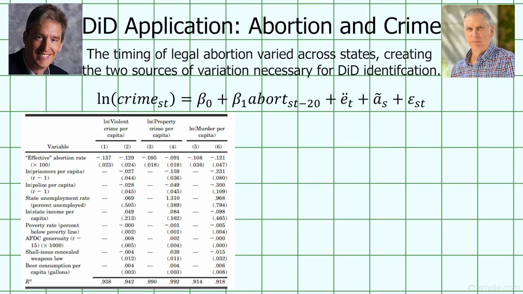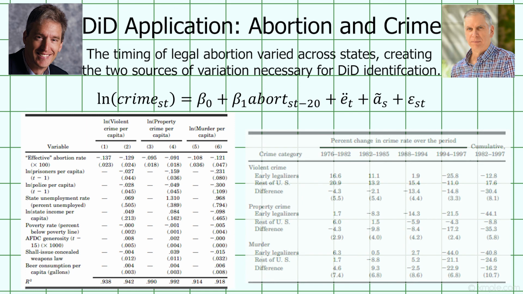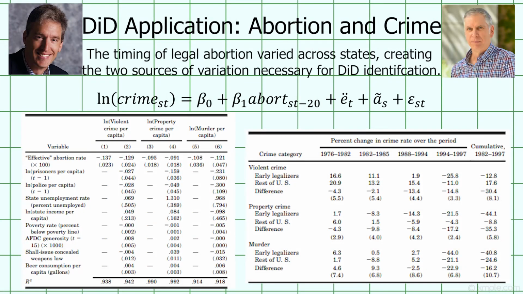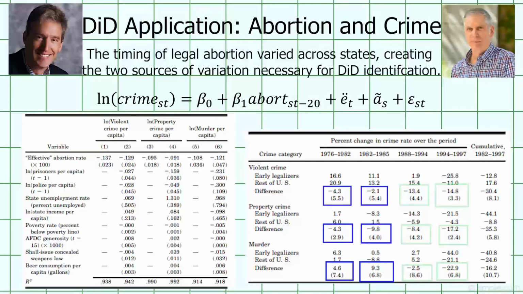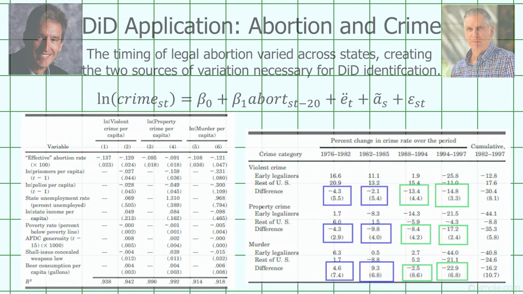They also perform a version of an event study to make sure that the parallel trends assumption holds. Notice how there's not a statistically significant difference between the states that legalized abortion early and the states that legalized abortion late in the years prior to and just after those states' legalization. But there's a large difference a few decades later, which means that the parallel trends assumption likely holds.